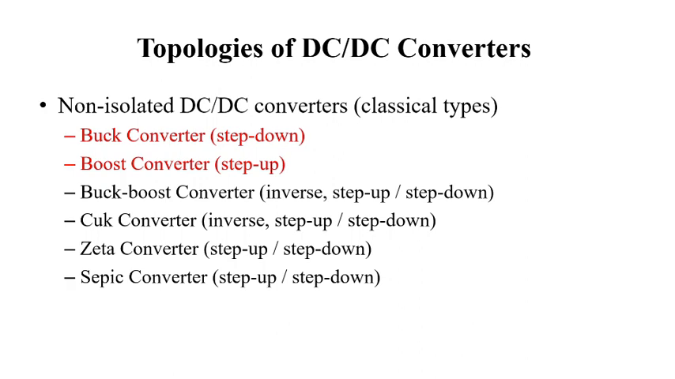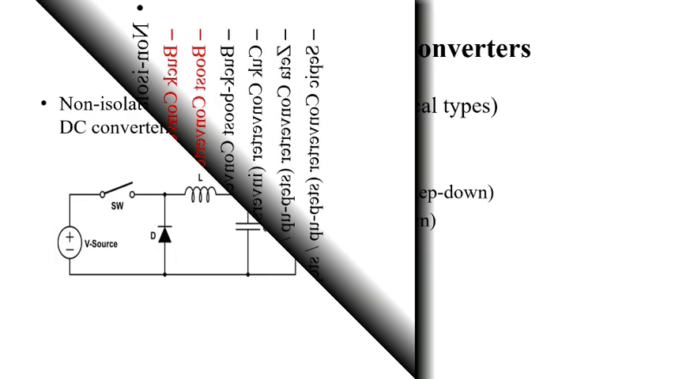There are various types of topologies for these non-isolated type DC to DC converters. Under this category we have 5 to 6 topologies. Some are summarized here, such as buck converter, boost converter, buck boost converter, Cuk converter, Zeta converter and SEPIC converter. This SEPIC converter is the single ended primary inductor converter. In this session we are only considering the buck and boost converters. Buck converter is the very basic DC to DC converter, a step down converter, and boost is the step up converter.